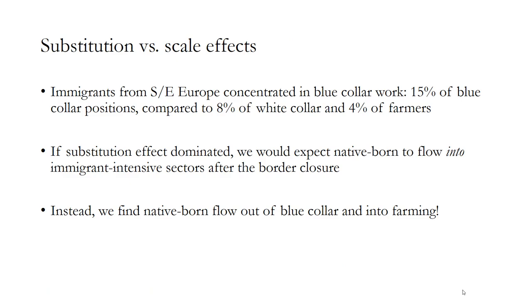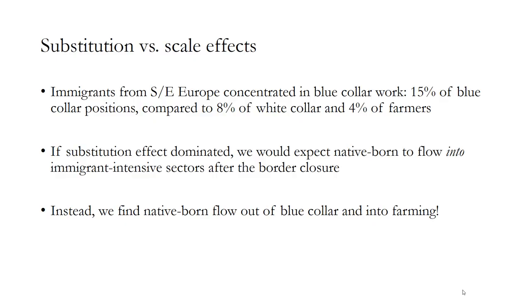So I'm going to end by going back to this idea of substitution versus scale effects. So far, we've already found evidence that seems more consistent with scale effects, because if immigrants and natives were substitutes in the labor market, and immigrants stopped coming because of the policy, well, surely we would expect natives to be flowing in, and that's not what we see.